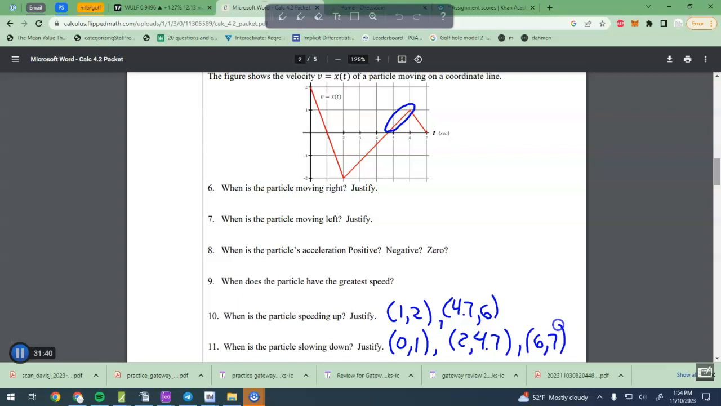If you were to look at the speed graph, the speed is just this graph, but you bounce off the x-axis because you can't go below it. So we said we were speeding up from 1 to 2 and 4.7 to 6. So it's just where the speed graph is increasing. That's another way you can look at it. But it's not always easy to make the speed graph, so you don't always have it, so you should know both ways.